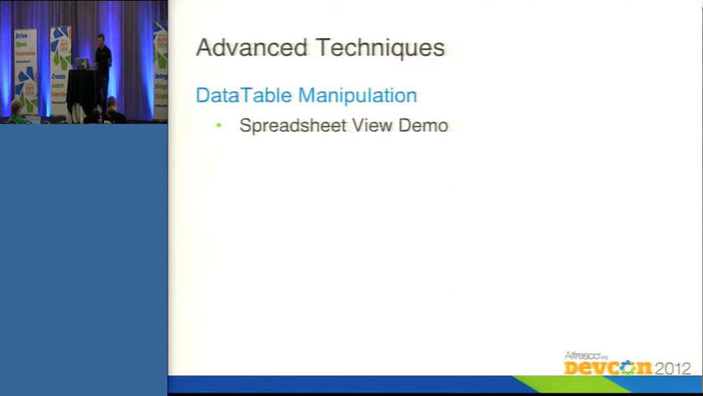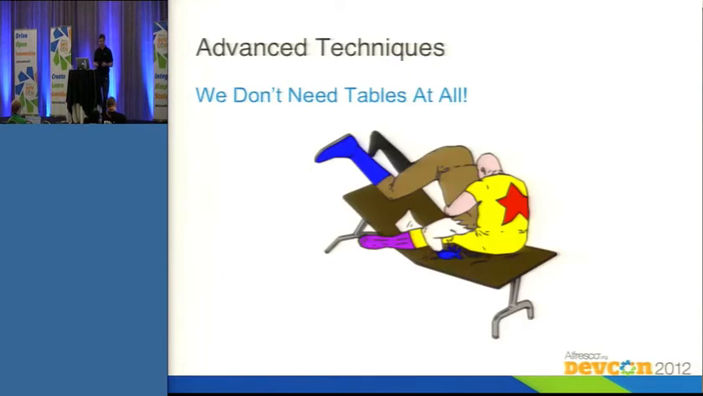So that's the spreadsheet view. You can see that we can do a lot with manipulating those columns, but we can do even more beyond that. We actually don't need to render these as tables at all. And this isn't porn, I promise. My wife was worried, but that's just fantastic clip art.